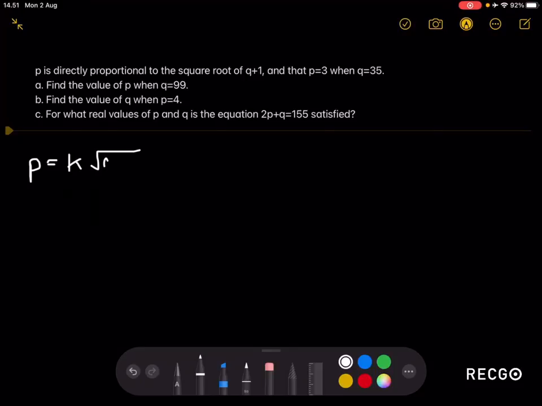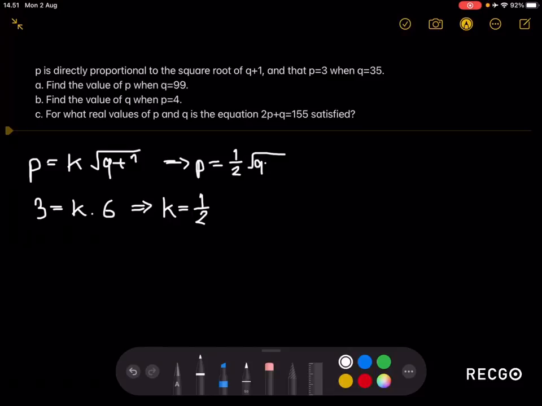By the definition of direct proportion, we know that p must be equal to a constant k times the square root of q plus 1. Then we can substitute the values of p and q being 3 and 35 respectively. So it will be 3 is equal to k times the square root of 35 plus 1, which is just the square root of 36, or just 6. This leaves us with the value of k being a half, which means our equation turns into p is equal to half times the square root of q plus 1.